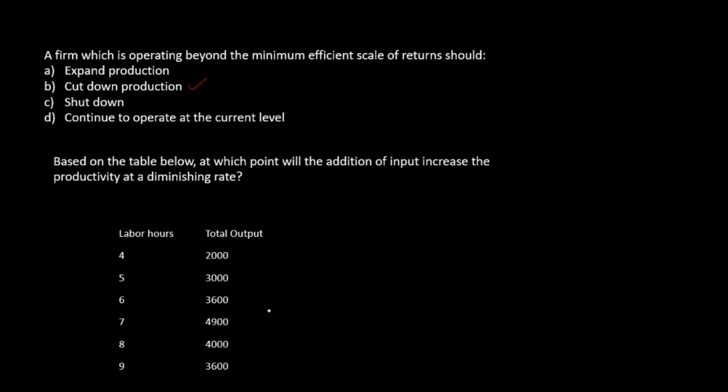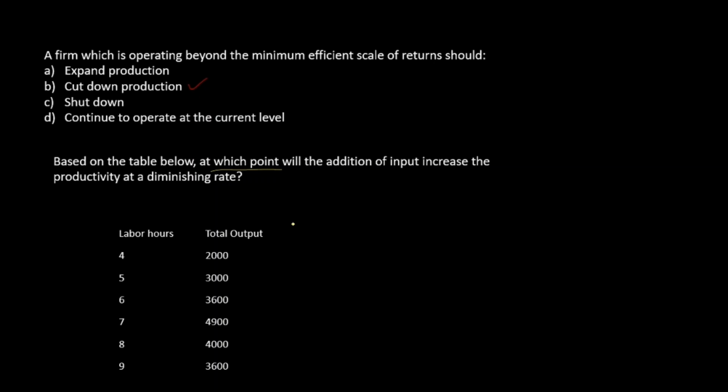So option B is the correct answer. Now the next question, based on the table below, at which point will the addition of input increase the productivity at a diminishing rate? So you have labor hours here and then you have the total output. So I need to find out at which point the addition of input, which means when I increase my labor hours, the productivity is at a diminishing rate.